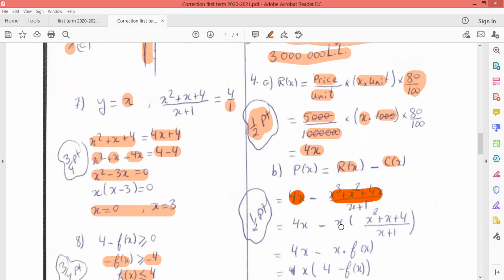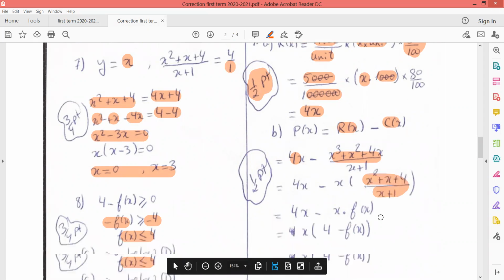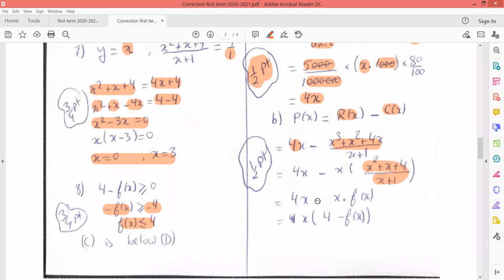If I take x common from the numerator, it's here x into (x squared plus x plus 4) over (x plus 1). This one is f(x). 4x minus x times f(x). I take x common, remains 4 minus f(x). So the profit equals revenue minus cost.